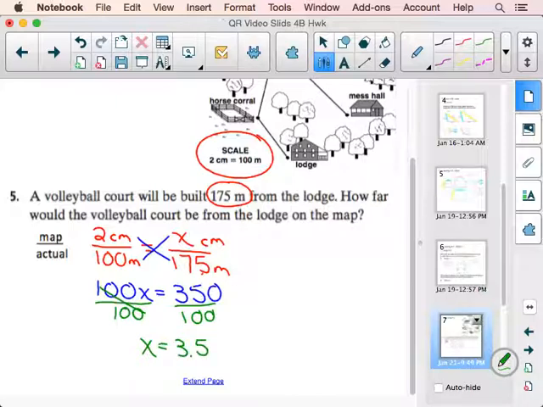And then if you look at your scale and also the label for the numerator, this is going to be centimeters. So the distance from the volleyball court to the lodge on the map will be 3.5 centimeters.